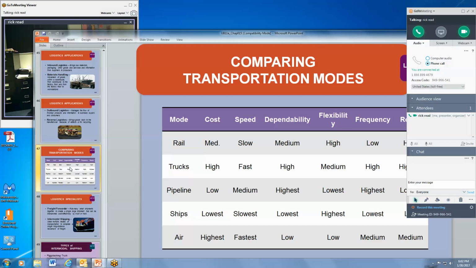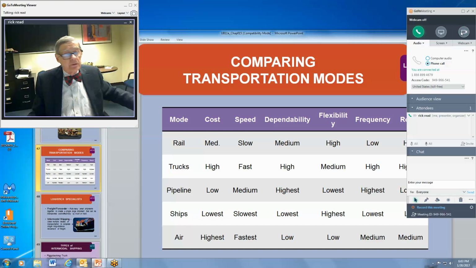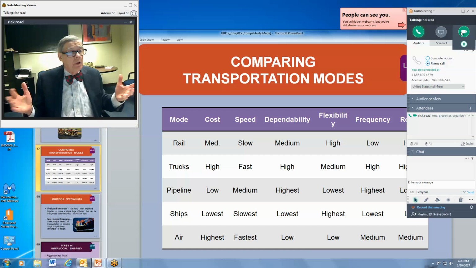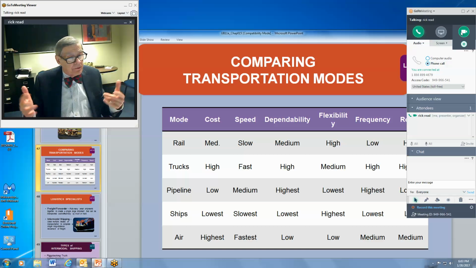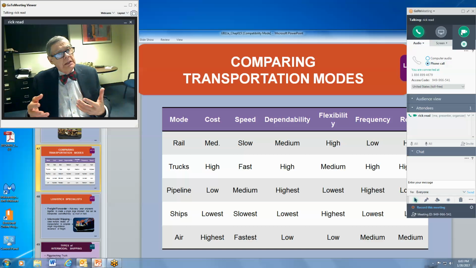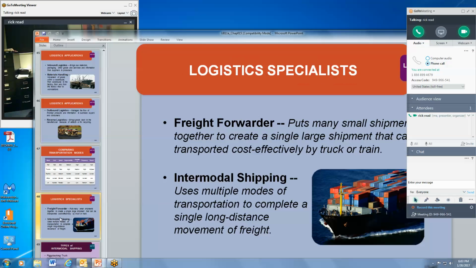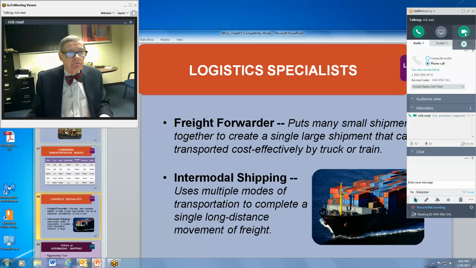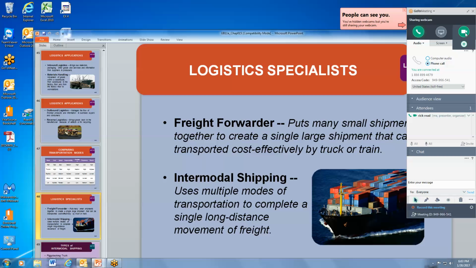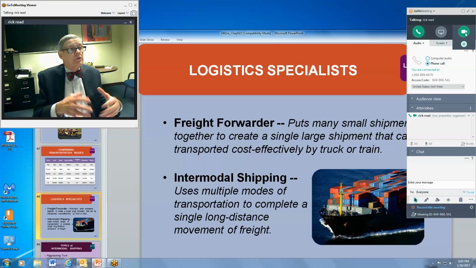Okay, then this gives you different types of transportation and how they could be taken care of. You can see this graphically displayed in figure 15.8 in your text, page 436, different kinds. We have rail, truck, pipeline, ships, and air, relative cost, speed, dependability, flexibility, frequency, etc. And then we have logistic specialists, the freight forwarder, getting a number of small shipments together to create economies of scale, one large shipment, reducing cost to everybody.